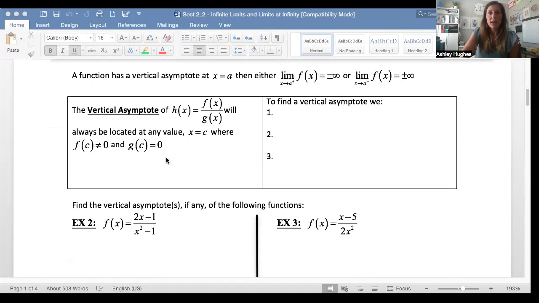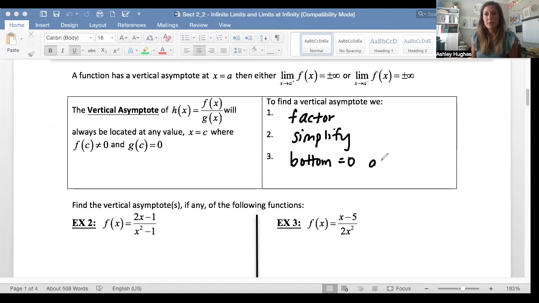Now, in order to find a vertical asymptote, what you're going to do is factor, simplify the things that may cancel out, and then whatever is remaining, you set the bottom equal to 0 and solve for x.